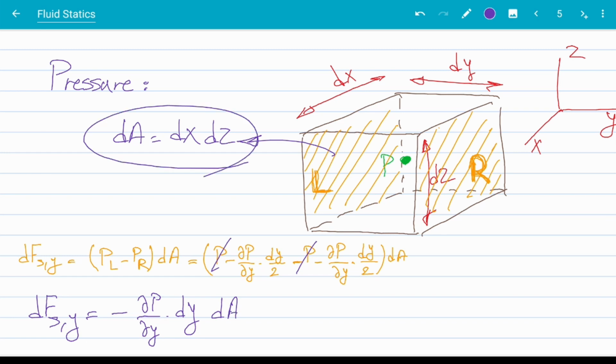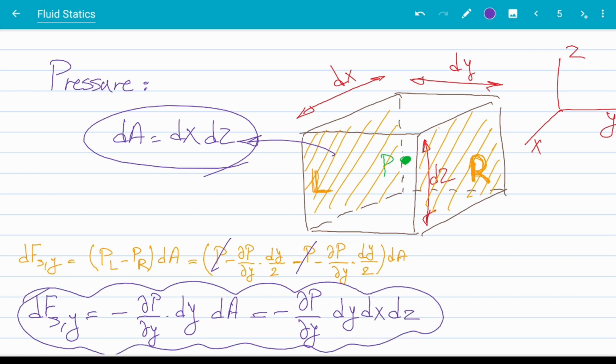Now from here I know dA is dx times dz. So I can say df surface in y direction is negative partial p partial y dy dx dz. So I found the surface force, at least in y direction, as a function of pressure. I can have the same approach for the 4 remaining sides of this cube and find equations for forces in x and z directions, respectively, as functions of pressure.